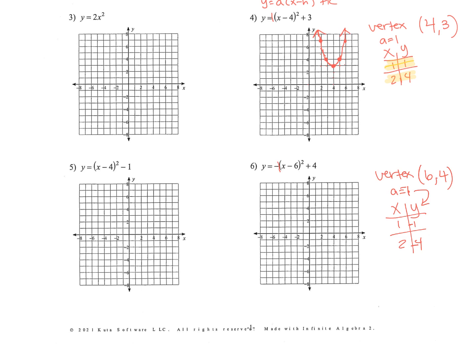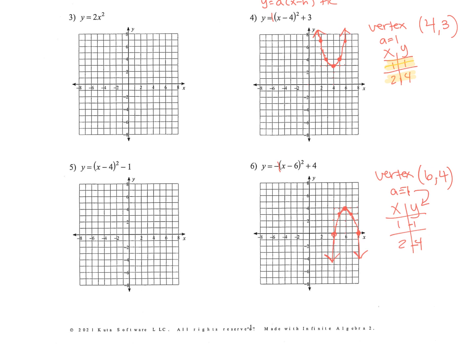So let's go find my vertex, 6, 4, 6 to the right and up 1, 2, 3, 4. And now I'm going to do my 1, -1. Let's go right 1, down 1. Let's also go left 1, down 1. Let's go back to my vertex, and I'm going to go right 2, down 4. 1, 2, 3, 4. And I'm going to go left 2. 1, 2, down 4. 1, 2, 3, 4. And I'm going to softly draw in my curve, again trying not to make it look too much like a V.